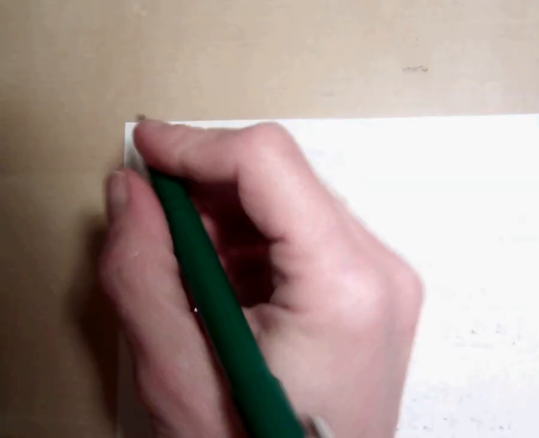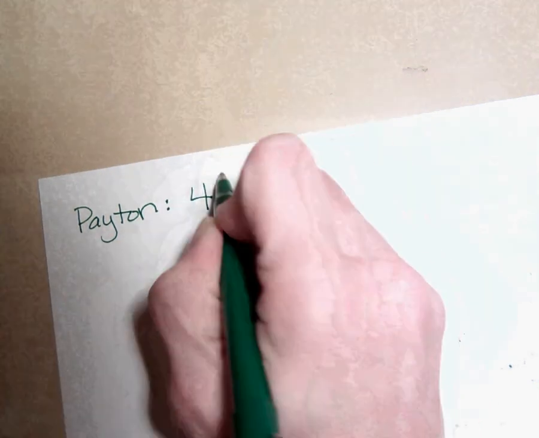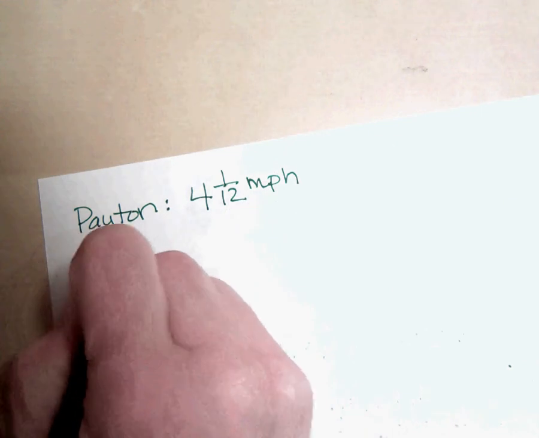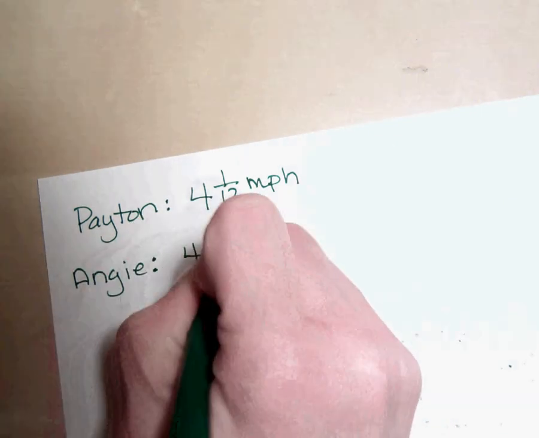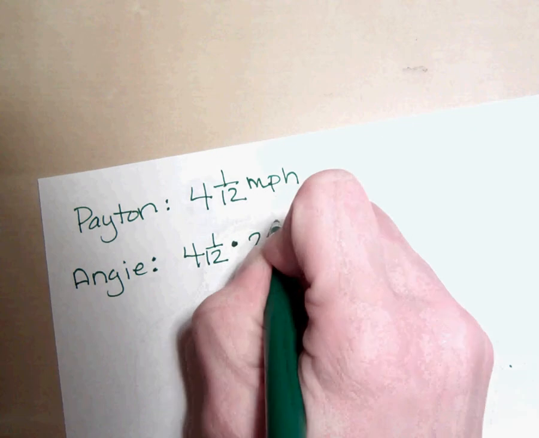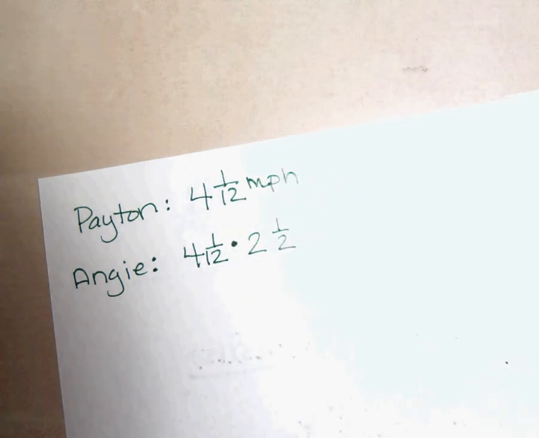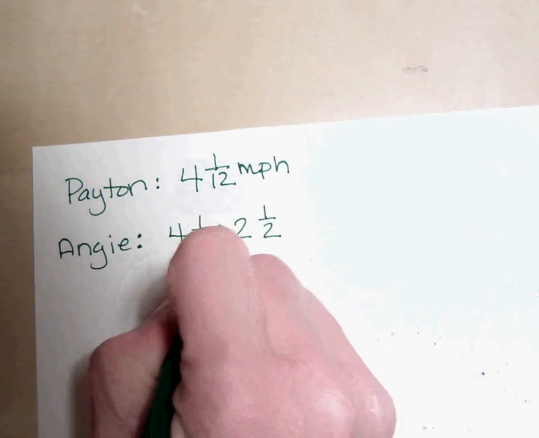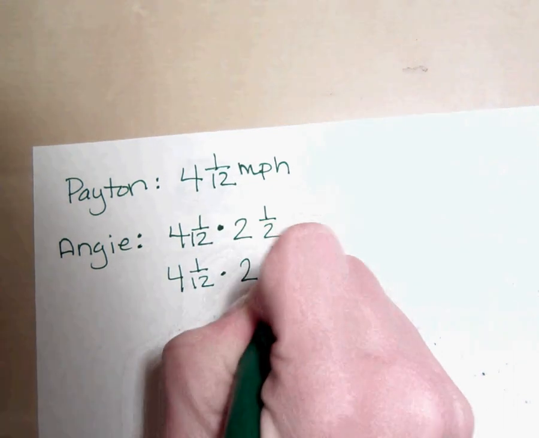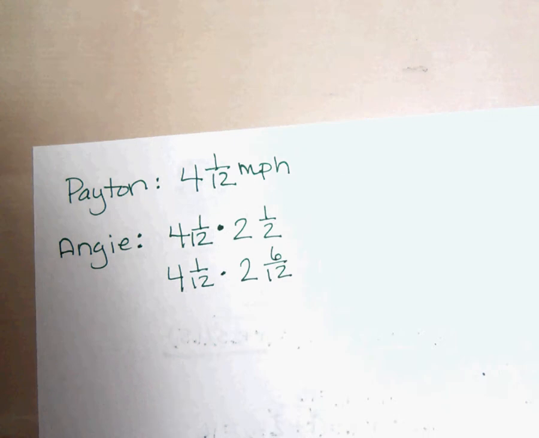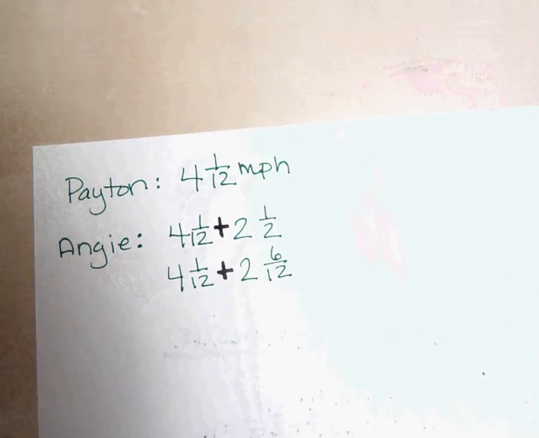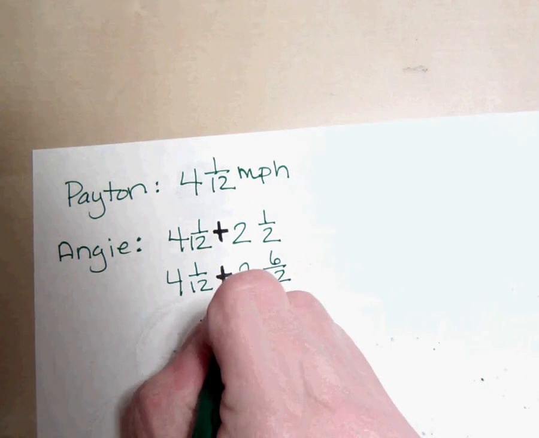So far we know that Peyton's rate is 4 1/12 miles per hour. And we know that Angie was 2.5 miles per hour faster than her. So we have to do 4 and 1/12 plus 2.5. So we want a common denominator. So this will be 4 and 1/12 plus 2 and 6/12. Sorry, I shouldn't have a multiplication there. I should have a plus sign there. And this becomes 6 and 7/12.